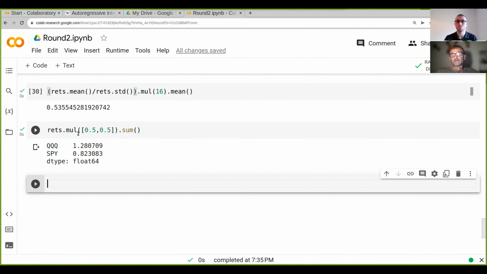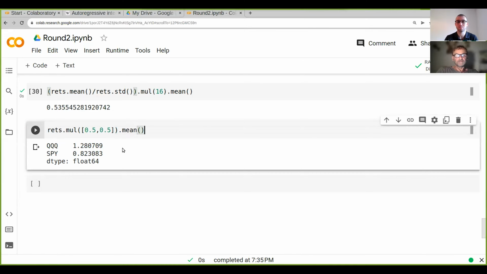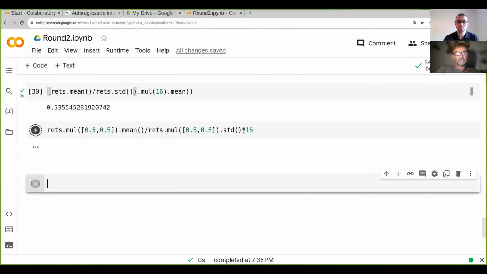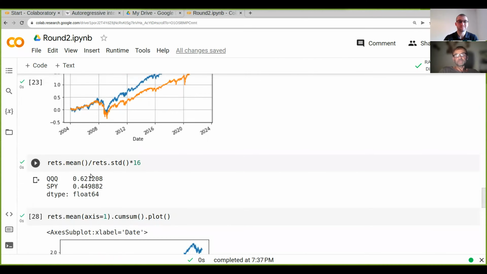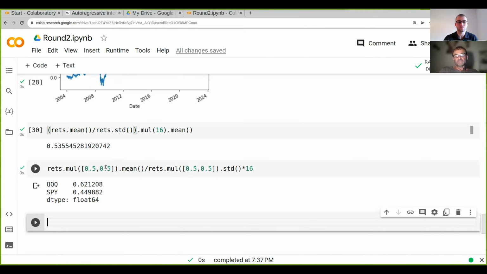Now, the thing is, what stops us from weighting them differently, right? Exactly. So that's the interesting part. And so one thing we could do is let's just calculate this first. Let's just calculate the Sharpe ratio here. So we're basically back, you remember, 0.62, 0.449. It's the same as above, right? See that mean? So we're basically having the same Sharpe ratios.